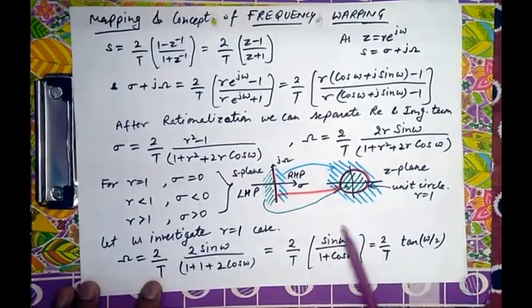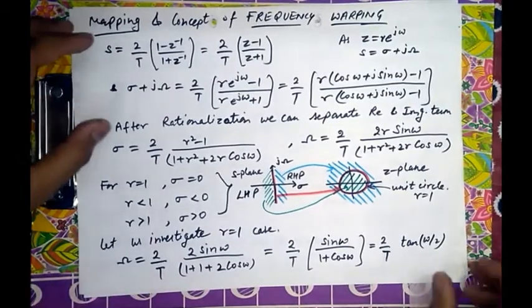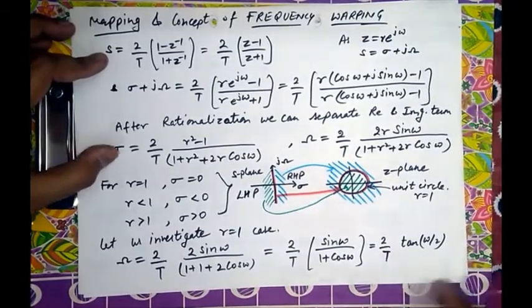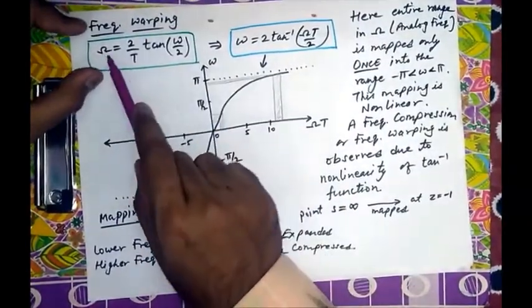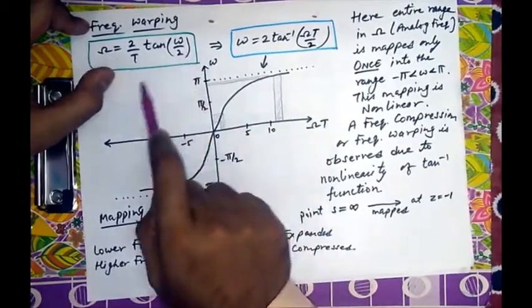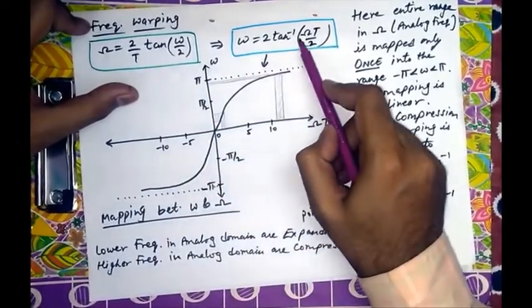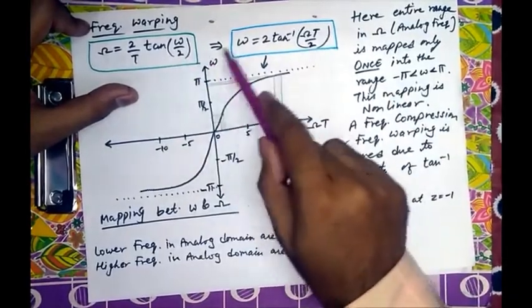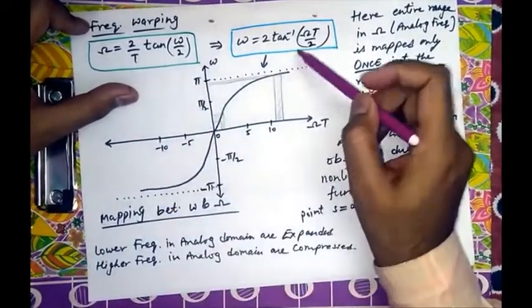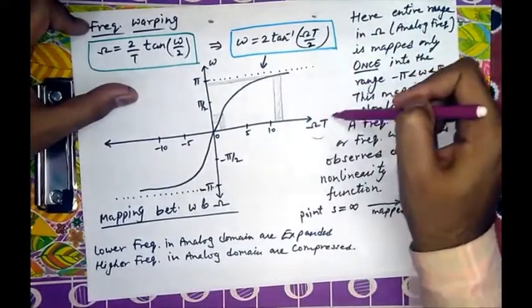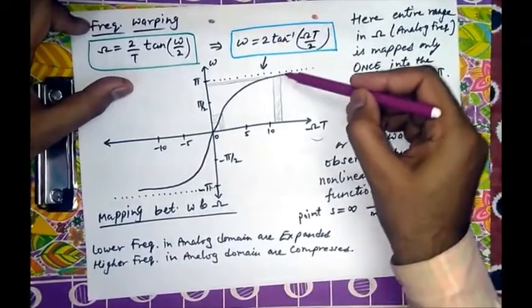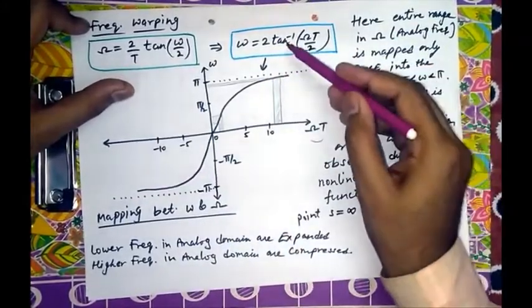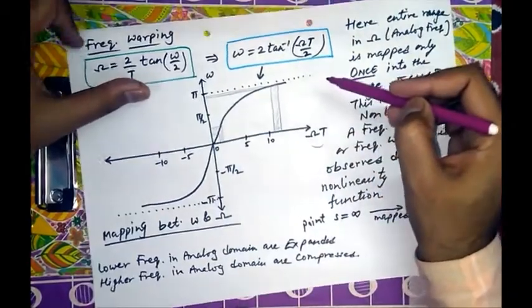Further, by the trigonometric identity, this is tan omega by 2. We are just using the trigonometric identity, and it becomes 2/T tan(omega/2). This is the final expression, and it says that Omega is equal to 2/T tan(omega/2), or further omega is equal to 2 tan inverse of (Omega T/2). Just inverting and finding omega, and plotting this omega curve with respect to Omega T, because of this tan inverse function we have this plot, which is the plot of arc tangent.